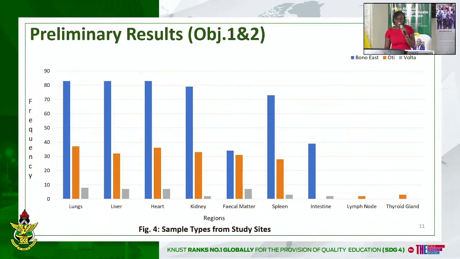Also, Bono leads this chart, followed by Oti and Volta. And the highest number of tissues or samples I have taken is the lungs, and the least being the lymph nodes.